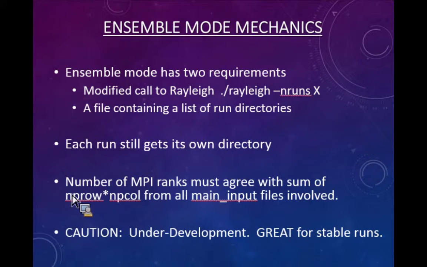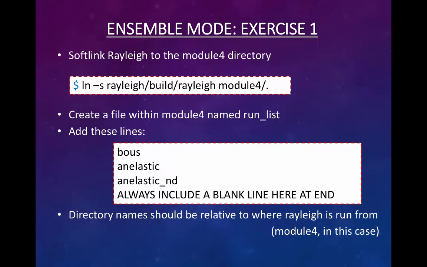Okay. All right. So here's what you do. Normally when I do these, I have an overarching directory, and that's what this module 4 directory is. So while we have Rayleigh and all the little run directories, that's not where we need it for ensemble mode. So we're going to link it into our module 4 directory.